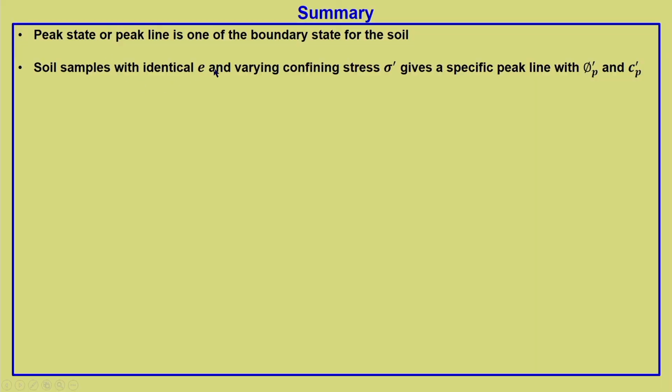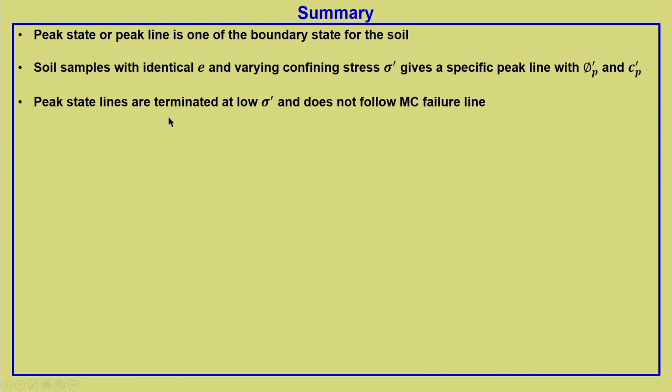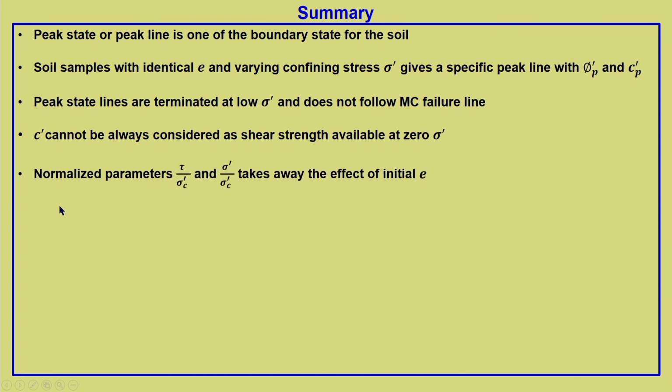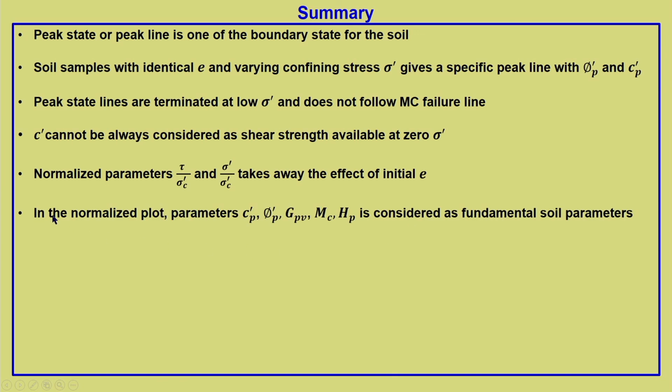Soil samples with identical E and varying confining stress sigma dash give a specific peak line with phi dash P and C dash P. Peak state lines are terminated at low sigma dash and do not follow the Mohr Coulomb failure line. We have shown this. C dash cannot always be considered as shear strength available at 0 sigma dash. The normalized parameters tau by sigma dash C and sigma dash by sigma dash C take away the effect of initial E, because it is inclusive in sigma dash C.